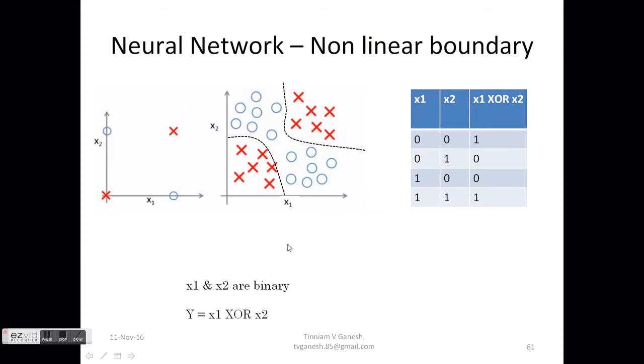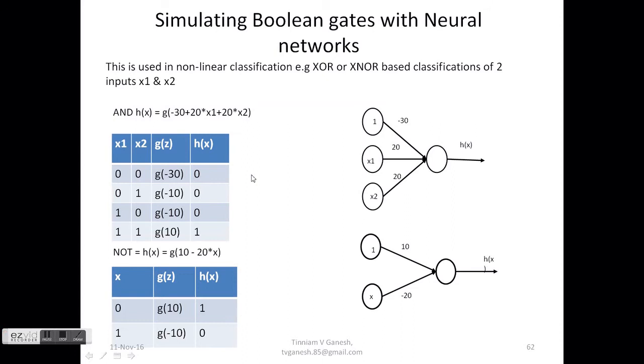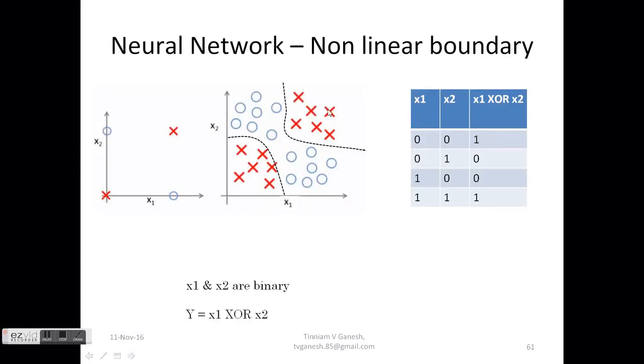But if you look at it, it's actually like an XOR function. So this region is 0 for x1 and x2, and above this it is 1. So for both 0 0 and 1 1 it is 1, and when either x2 is 1 and x1 is 0, or when x1 is 1 and x2 is 0, it is 0. So we can assume that that is the way it is.